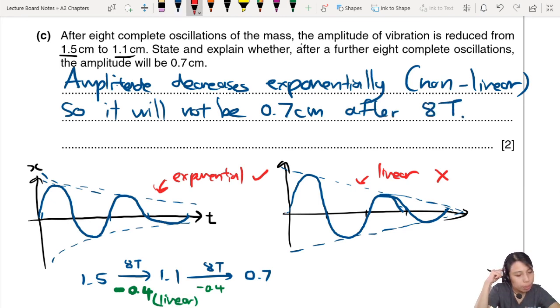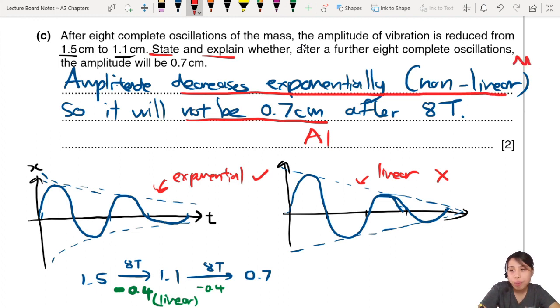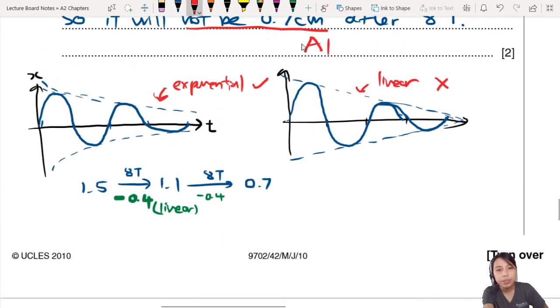So, your 2 marks here will be state and explain, right? So, 2 marks all. You state it will not be 0.7. That's your state part. So, that will be your A1. But you need to explain. So, in order to get that A1, you have to say it decreased exponentially. Or non-linear. So this is your method mark. Okay, so, be careful with this part. I think that's the end of this question.